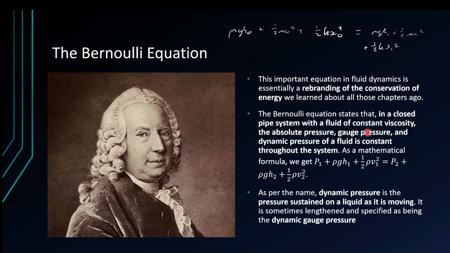So in a closed pipe system with a fluid of constant viscosity, the absolute pressure, gauge pressure, and dynamic pressure of the fluid is constant in the system. Now, I haven't covered dynamic pressure, but that's this fella here. So the dynamic pressure is one half rho v squared. Almost like the formula for kinetic energy. And it's called dynamic gauge pressure because dynamic refers to movement. Yeah, that's essentially it. Pressure is sustained as it's moving.